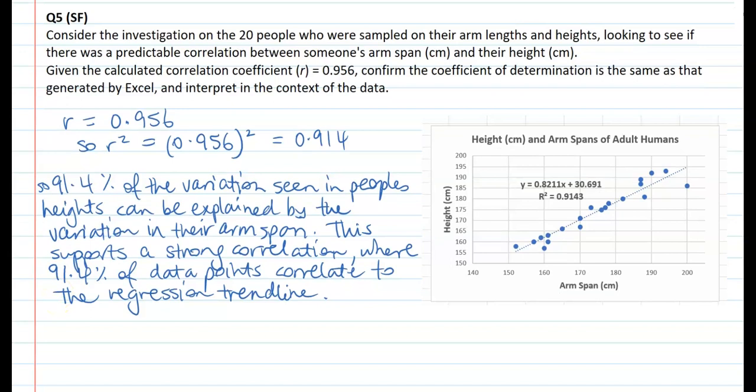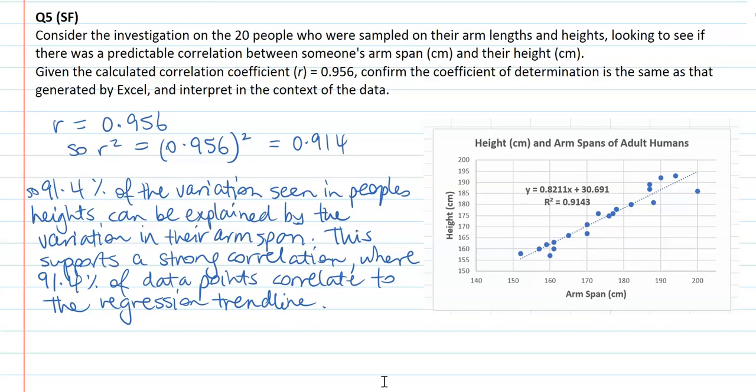Alrighty, so take-home messages here. Coefficient of determination is really useful in helping us come up with a calculated value for ideally the influence of the explanatory variable on the response variable. So we say it has a certain percentage of the variation we see in our response variable can be explained by the variation in the explanatory variable. Secondly, we can use the coefficient of determination to support the strength of the correlation between the data points and the regression trend line we establish for our model.